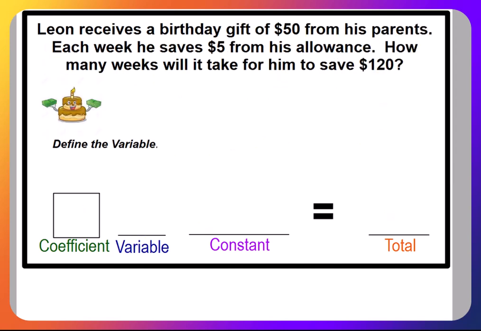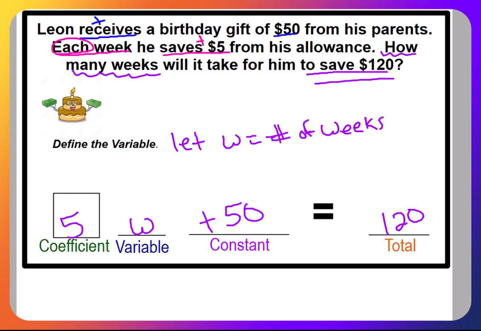Okay, Leon receives a birthday gift of $50 from his parents. Each week he saves $5 from his allowance. How many weeks will it take him to save $120? Okay, pause the video, go ahead and find your variable and write your two-step equation, come back and check your work. Okay, did you get 5w plus 50 equals 120? If you did, great job. Of course, your variable could change. It didn't tell us which variable to use, so I just used w to represent the number of weeks, but you could have used whichever variable you wanted to.